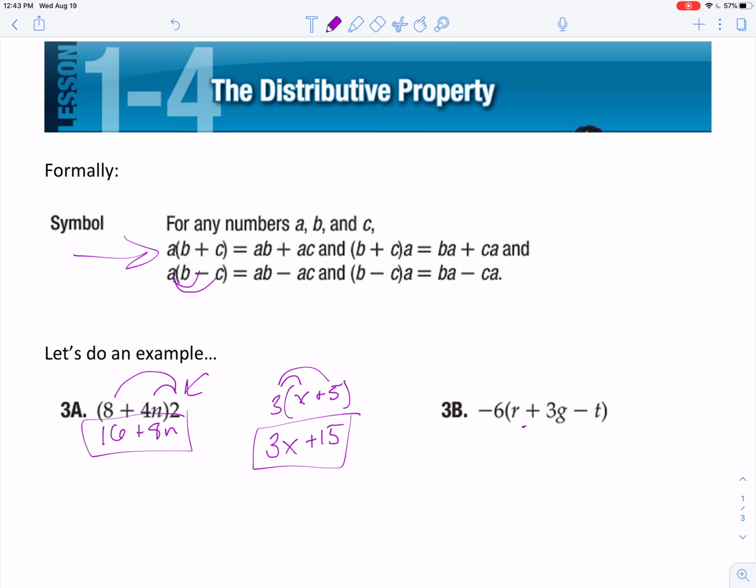Okay, this time I notice I have 3 things. Have no fear, just multiply 3 times. Negative 6 times r is going to be negative 6r. Negative 6 times positive 3g is going to be negative 18g. And negative 6 times negative t. Watch out for that minus sign. A double negative means a negative times a negative is a positive 6t.